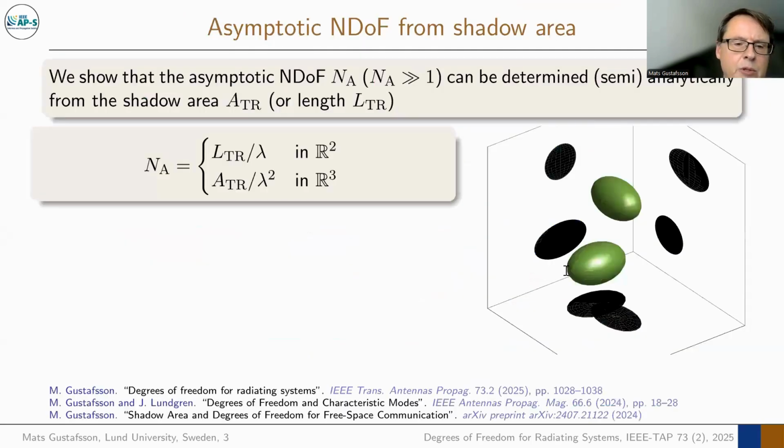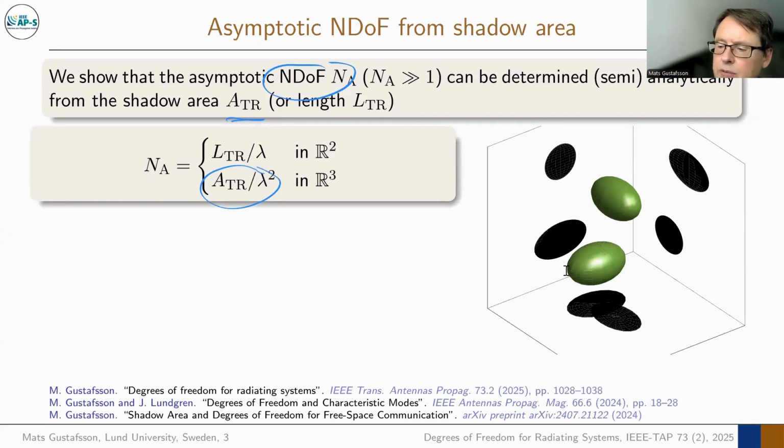So looking now at what we've done in the paper, we show that this number of degrees of freedom that we have for these cases, this is what I showed as NA here. When that is large, it scales with the shadow area, which is this A that I have here, just measured in wavelengths. So if we know the shadow area, we can determine the asymptotic number of degrees of freedom, which means we understand what these degrees of freedom are.